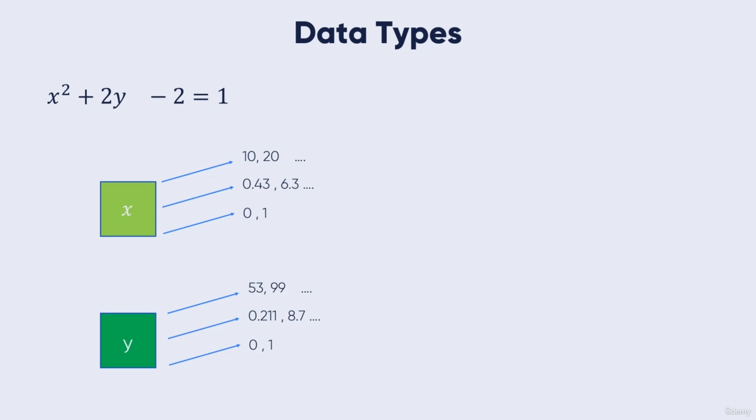Okay? To solve the equation, we need to relate them to the kind of values they can take, and data type is the name used in computer science programming for this purpose. The data type in a programming language is a set of data with predefined values. Examples of data types are integer, like 10 or 20, float, such as 0.43 or 6.3, and Boolean, 0 or 1.